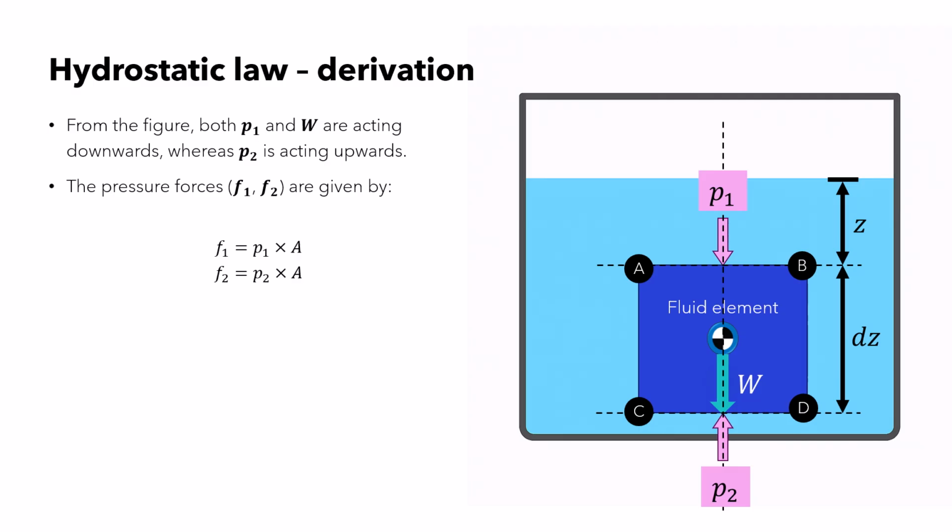The pressure forces F1 and F2 are given by F1 is equal to P1 into A, F2 is equal to P2 into A. Finally, the weight W is given by W equals M into G. Further, it is written as rho into V into G. And finally, we will have W equals rho A dz G.